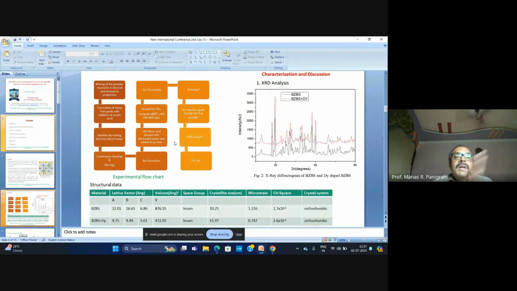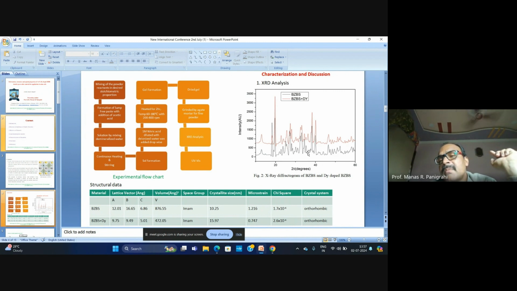Now, that particular gel was allowed to dry for some time, almost 2 hours or so. Then we take it out and grind it in an agate mortar to get the fine powder. Then that fine powder is subjected to XRD, and this is the XRD characterization part. Here we have taken 2 samples. One is BZBS and the other is 1% Dy-doped BZBS.